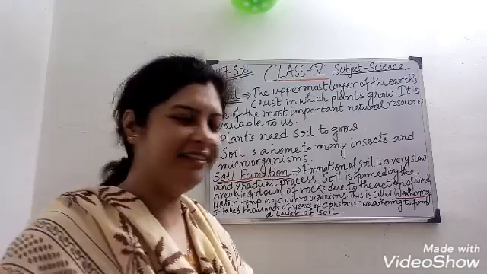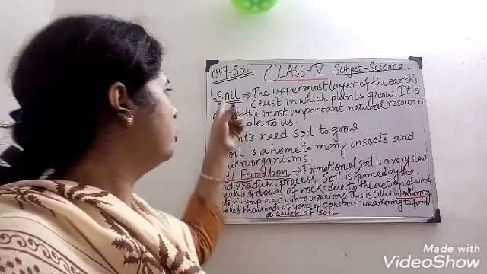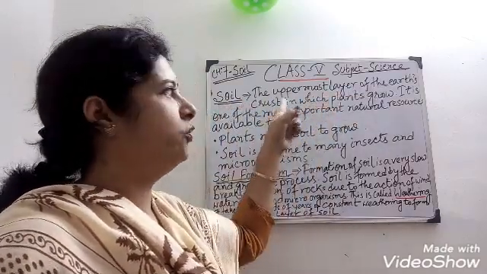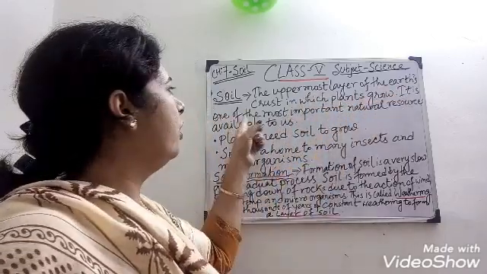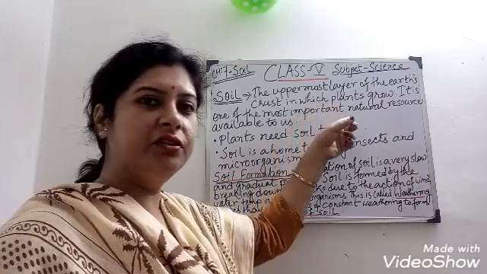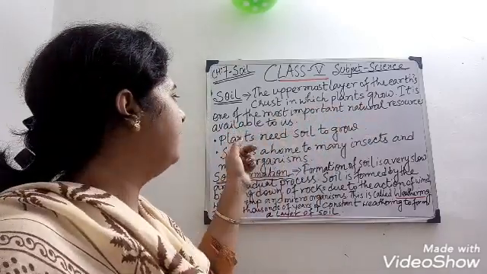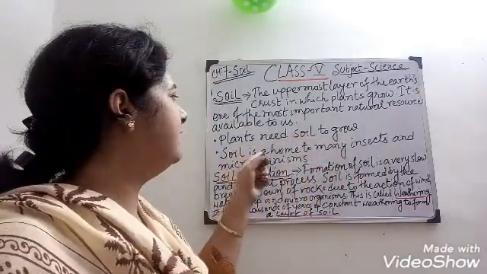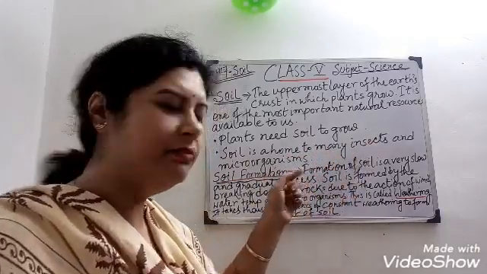Then let's start. First, we define what is soil. Soil is the uppermost layer of the earth's crust in which plants grow. It is one of the most important natural resources available to us. Plants need soil to grow. Soil is a home of many insects and microorganisms.